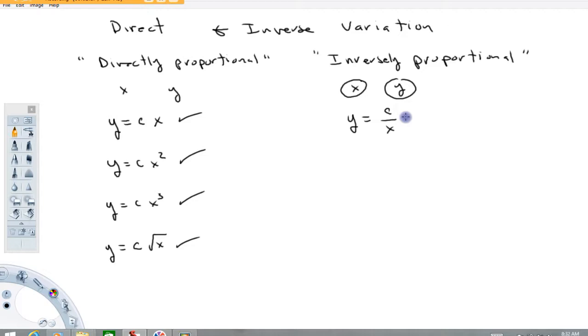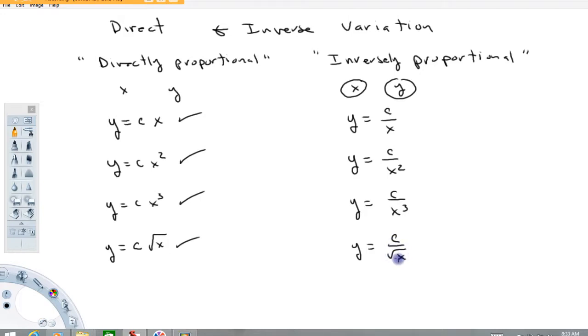Now, another example, perhaps y is inversely proportional to x squared. That would mean mathematically y equals a constant over x squared. Or maybe y is inversely proportional to x cubed. Here's what that one would look like. Or maybe y is inversely proportional to square root of x.